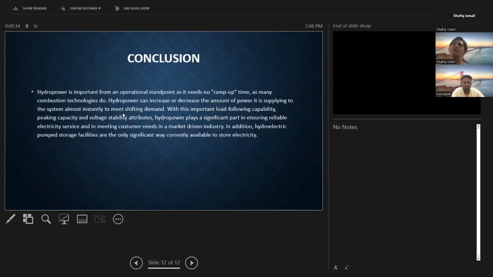Okay, for the conclusion, hydropower is important from an operational standpoint as we need ramp up time. Unlike many combustion technologies, hydropower can increase or decrease the amount of power it is supplying to the system almost instantly to meet shifting demand. With this important load following capability, peaking capacity, and voltage stability attributes, hydropower plays a significant part in ensuring reliable electricity service and in meeting customer needs in a market-driven industry. In addition, hydroelectric pumped storage facilities are the only significant way currently available to store electricity. So hydropower is a very good technology.